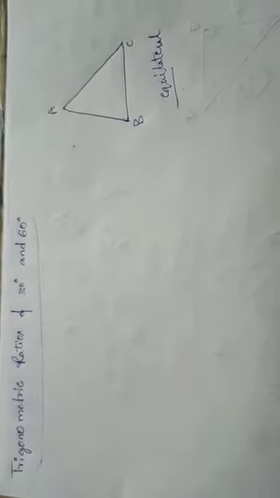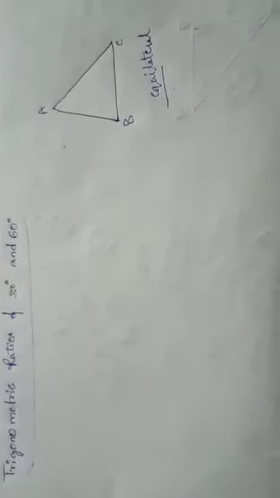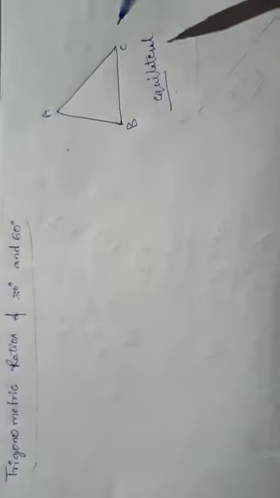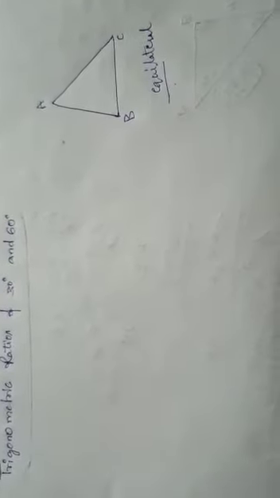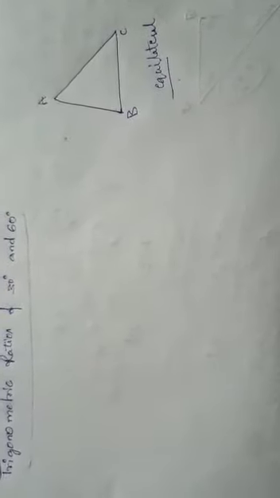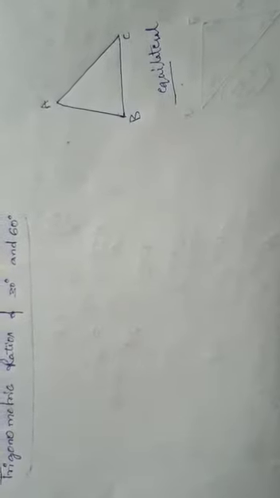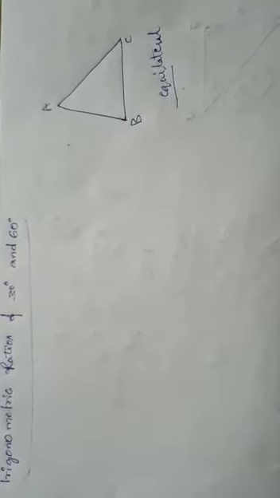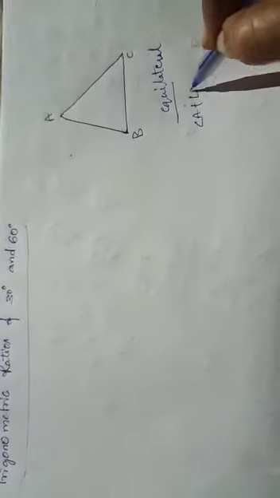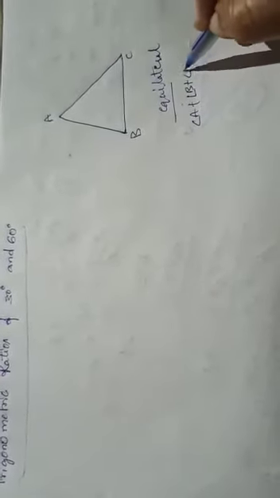Trigonometric ratios of 30 degrees and 60 degrees. See, ABC is an equilateral triangle. In an equilateral triangle, all sides are equal and all angles are also equal. Here the sum of the angles A plus B plus C equals 180 degrees. All angles are the same.